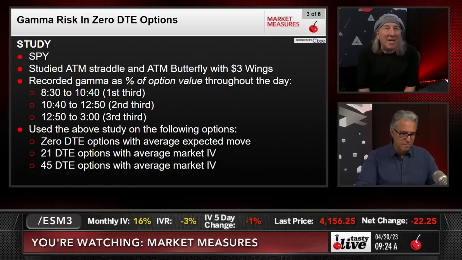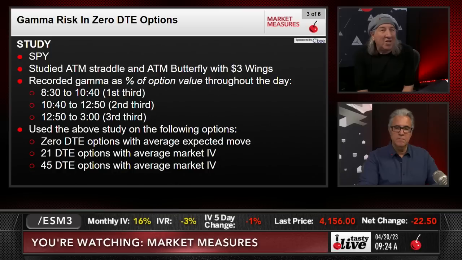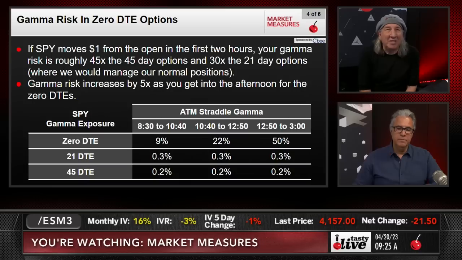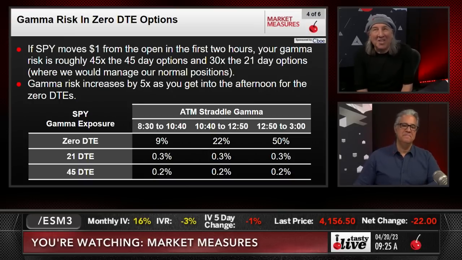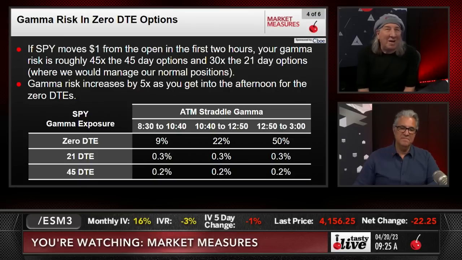We recorded gamma as a percent of the option value throughout the day. So the same thing: first third, second third, third, each in 2 hour 10 minute increments. And we used the above study on the following options: zero DTE with average expected move, 21 days with average market implied volatility, and 45 days with average market implied volatility. Let's normalize everything. So if the SPY moves $1 from the open in the first 2 hours, your gamma risk is roughly 45 times the 45-day risk, and 30 times the 21-day options.